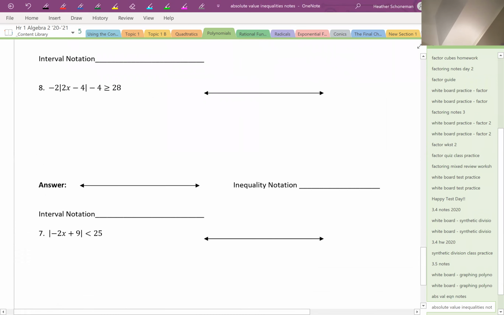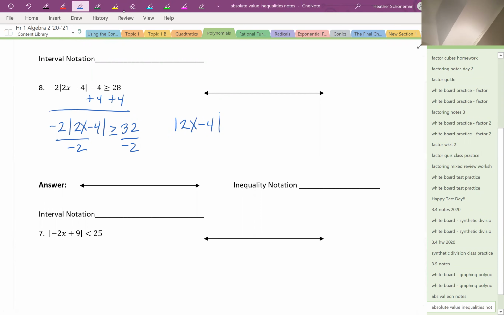Let's see what happens over here. Over here, I have to get the absolute value by itself first. So I'm going to add 4 to both sides. So I have negative 2 times the absolute value of 2x minus 4 is greater than or equal to 32. It's still not by itself. So I'm going to divide by negative 2. So now I have the absolute value of 2x minus 4.